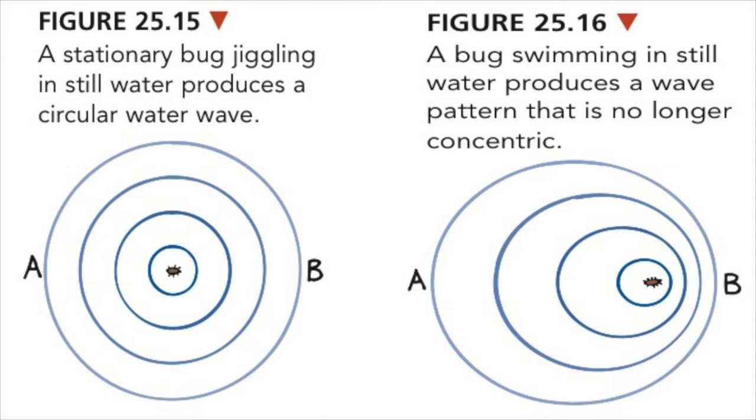This apparent change in frequency due to the motion of the source or receiver is called the Doppler effect, after the Austrian scientist Christian Doppler. The greater the speed of the source, the greater will be the Doppler effect.